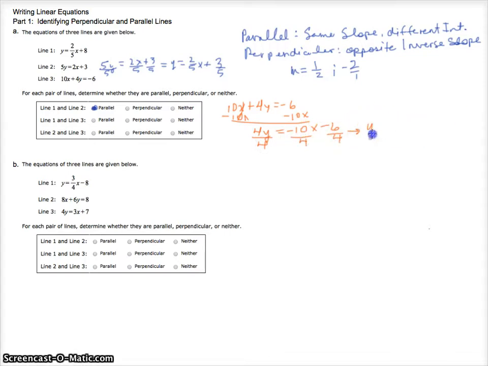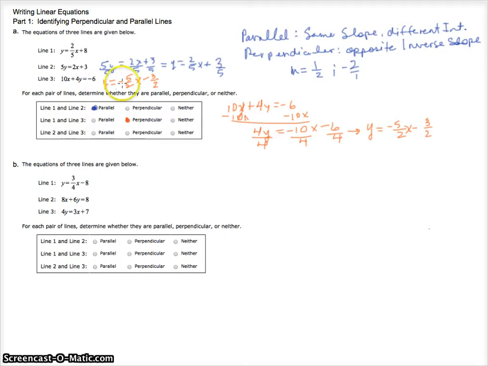And I end up with y equals negative 5/2 x minus 3/2. So let's write that here. y equals negative 5/2 x minus 3/2. And now I can compare line 1 and line 3. My slope is negative 5/2, which is the opposite inverse, which means that it's perpendicular.